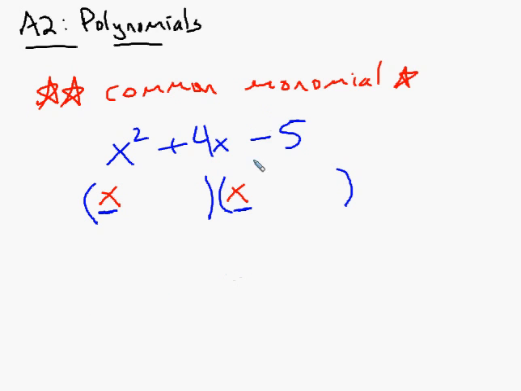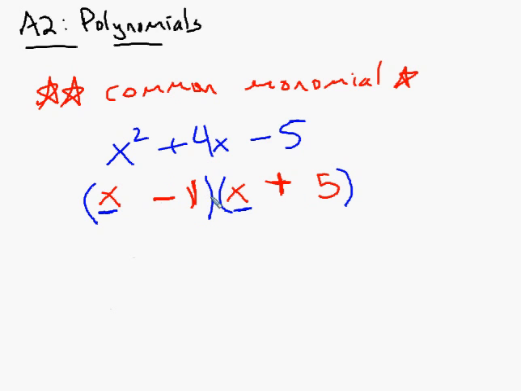Now, I need to think of factors of 5 whose sum or difference could possibly be a 4. So I'm going to say, well, I only have one possibility here, a 5 and a 1, because 1 times 5 is 5. But I know that this is going to be positive right here, so I'm thinking a plus 5 and a minus 1.